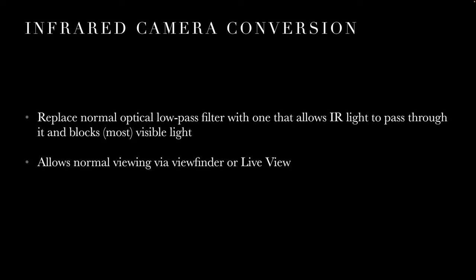And the other nice thing about a camera conversion is that your shutter speeds tend to be reasonable. The higher you go in the infrared spectrum, the longer the shutter speeds tend to be. But again, with most cameras now, you can bump the ISO up a little bit. You're not going to have to do minute-long exposures.